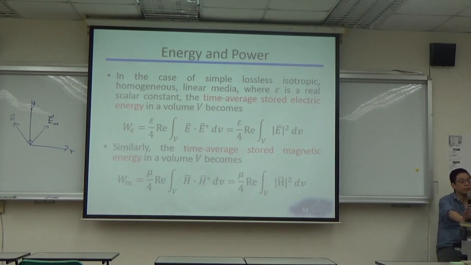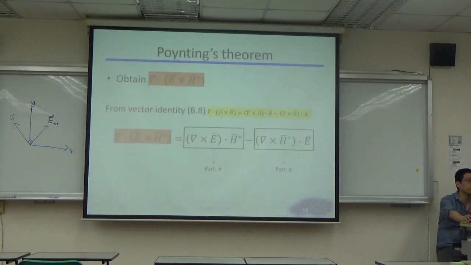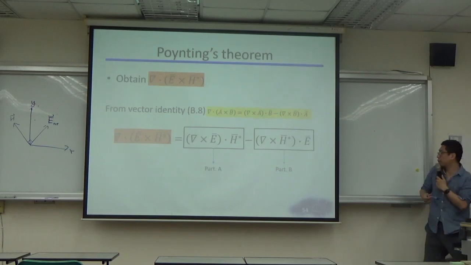Okay. I derived the equations in the textbook before, but I want to show this in maybe an easier way. We try to do this. We take the divergence of the electric field cross the conjugate of the magnetic field. And this one is very similar to what we mentioned before.